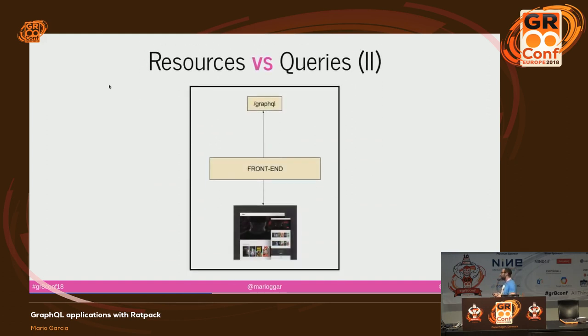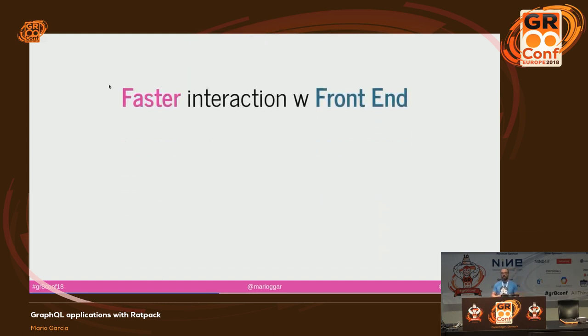Whereas in the GraphQL world, that would be roughly the schema. Only one endpoint, and the front end can just send whatever queries he or she wants and retrieve the results altogether. So that means a faster interaction with the front end. Queries and mutations can be batched, so instead of doing several requests, you can just batch them, send them all together, and get the result all together. You can also customize the naming of the results, so that is more responsibility of the front-end developer.